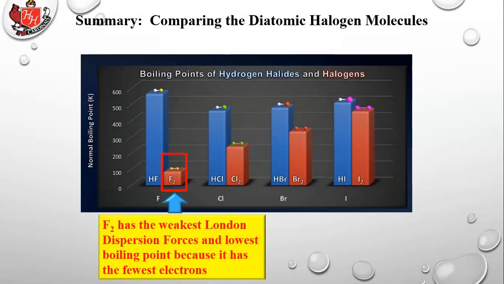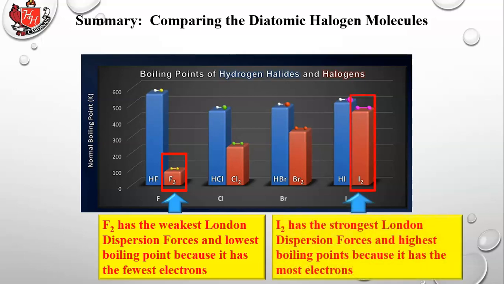So here's a summary. F2 has the weakest London dispersion forces and the lowest boiling point because it has the fewest electrons. Remember, those that are in the copper color there, they have only London dispersion forces because they're elemental diatomic molecules. I2 has the strongest London dispersion forces and the highest boiling points because it has the most electrons.